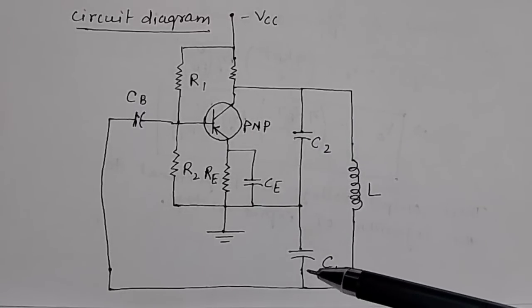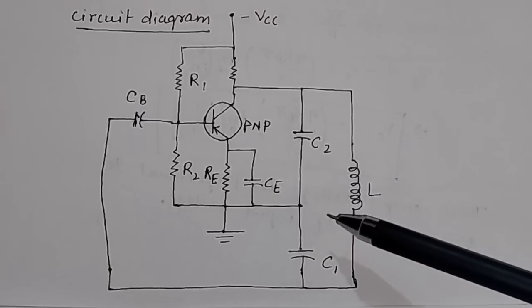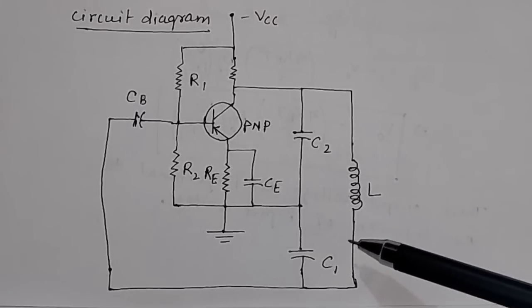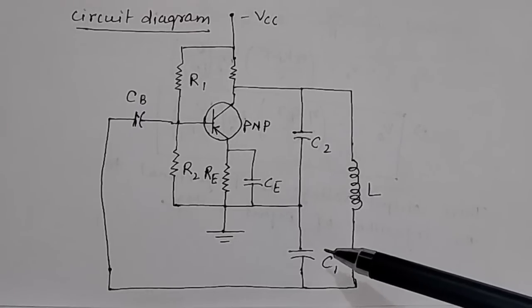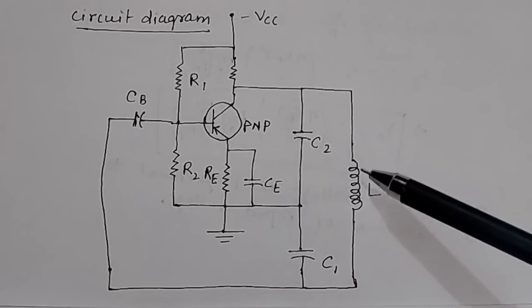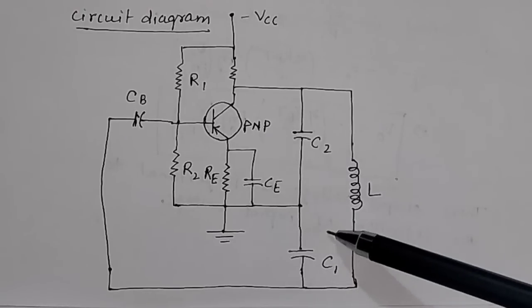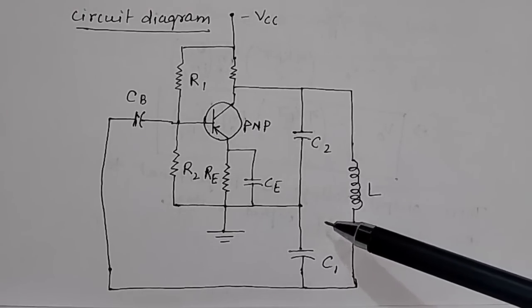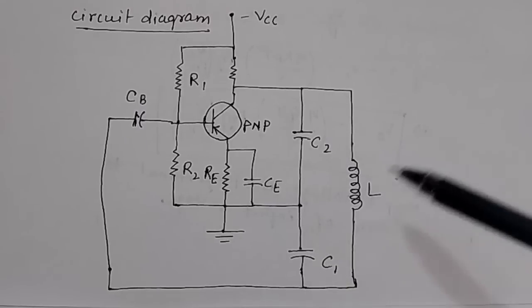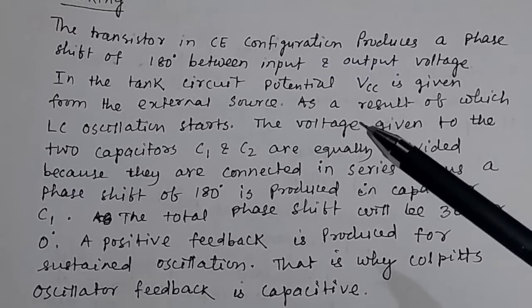Thus, in this way, in the Colpitts oscillator, the feedback is capacitive. In case of the Hartley oscillator, I have explained that the feedback circuit is inductive, because you have center tapped the inductor. But here, due to these two capacitors which are connected in series, the feedback circuit of the Colpitts oscillator is capacitive. So this is the working of your Colpitts oscillator.